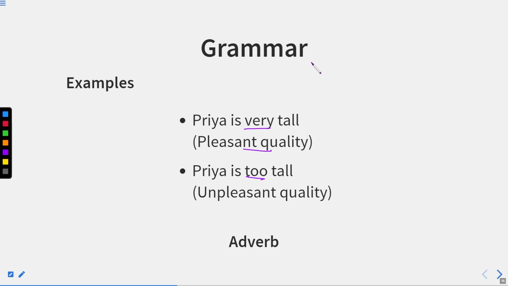Suppose some people are very, very short. They are too short. They are too tall. That was not required. That shows the abnormality. Or you can say that makes them the odd one out. So if I say Priya is too tall, it means it was not required at all. It is not good for her to be very, very tall, to be extremely tall. That is not a pleasant quality about her. So if I say Priya is very tall, that is fine. The sentence is correct. This sentence is also correct, but this shows a pleasant quality. But if I'm saying too tall, that is showing an unpleasant quality.